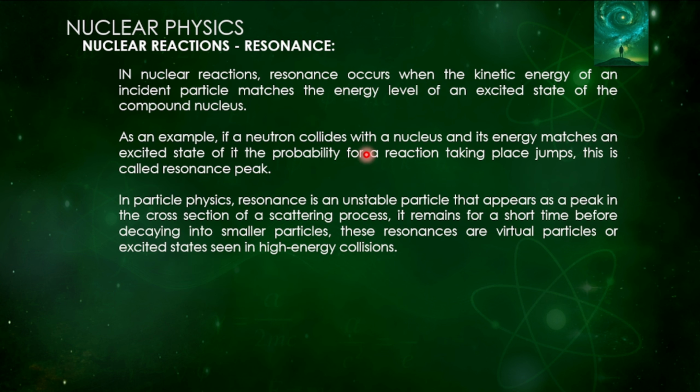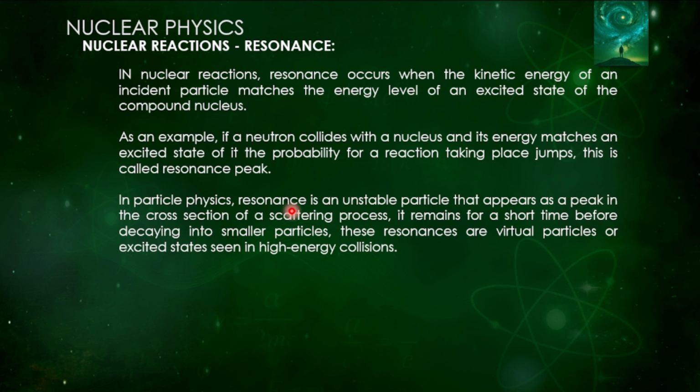Final concept that we're going to discuss is the resonance, or final phenomena, if you will. So in nuclear reactions, resonance occurs when the kinetic energy of an incident particle matches the energy level of an excited state of the compound nucleus. As an example, if a neutron collides with a nucleus and its energy matches an excited state of that nucleus, the probability for a reaction to take place peaks up. This is called resonance peak.